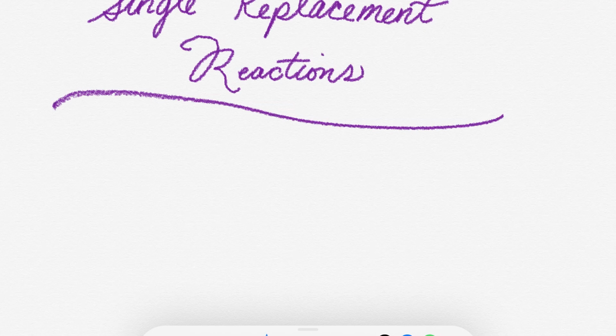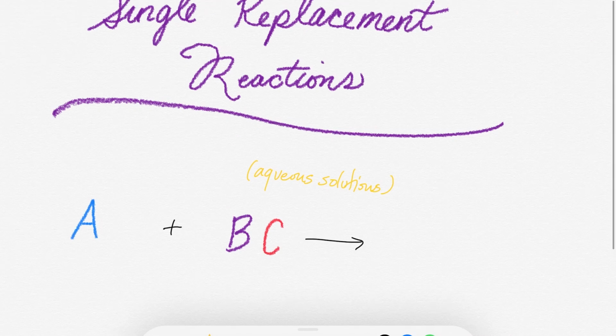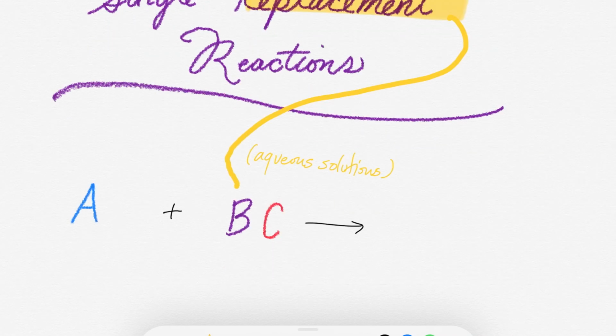So they all have it where they go A, that it's going to be a lone element, plus B, C. And so what's going to end up happening is the one that gets replaced is this cation that is on the front of the compound. In all single replacement reactions, you have some lone element here, usually a metal, but some lone element. This is some aqueous solution where B is your cation.